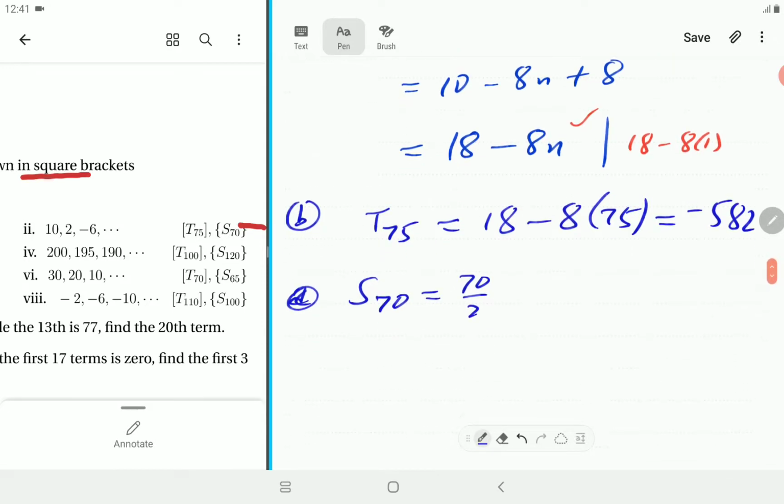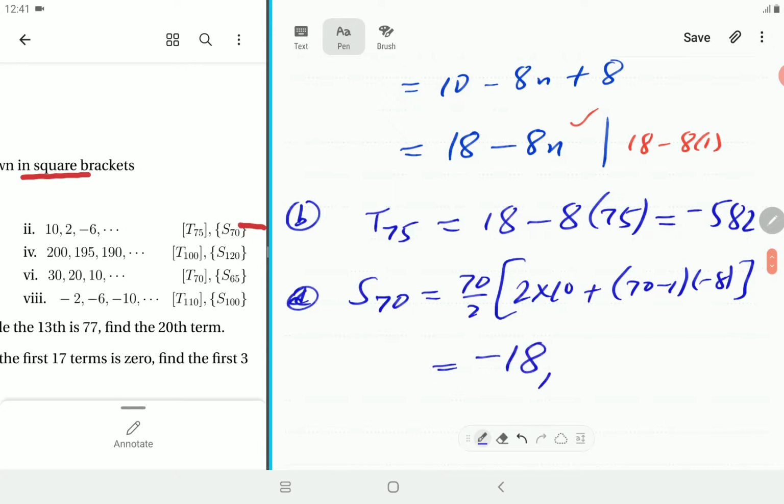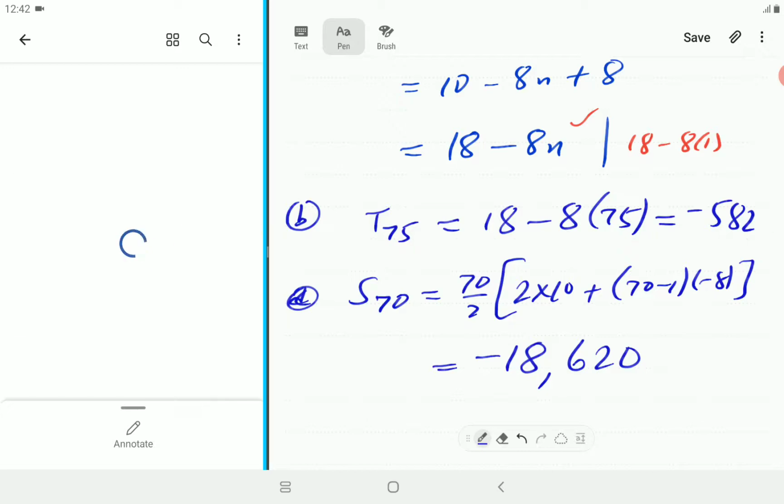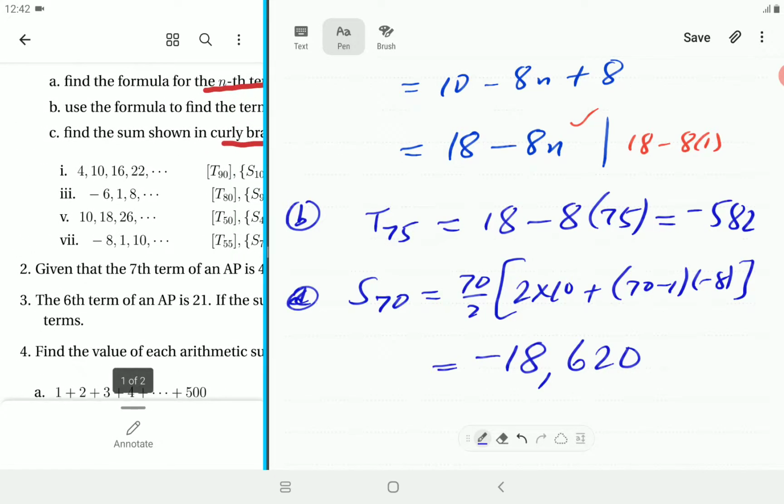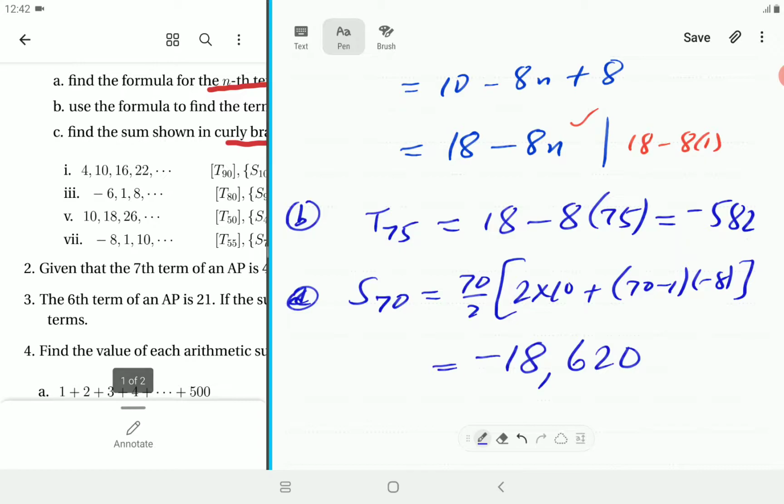So again, if we use the second formula, it's going to be 70 over 2, times (2 times 10 plus (70 minus 1) times negative 8). This we can punch in the calculator. It's going to give us negative 18,620. All right. So then in a moment, we'll give you a chance to have a go at part 7 and part 8. Right now, I'm going to jump to number 3.